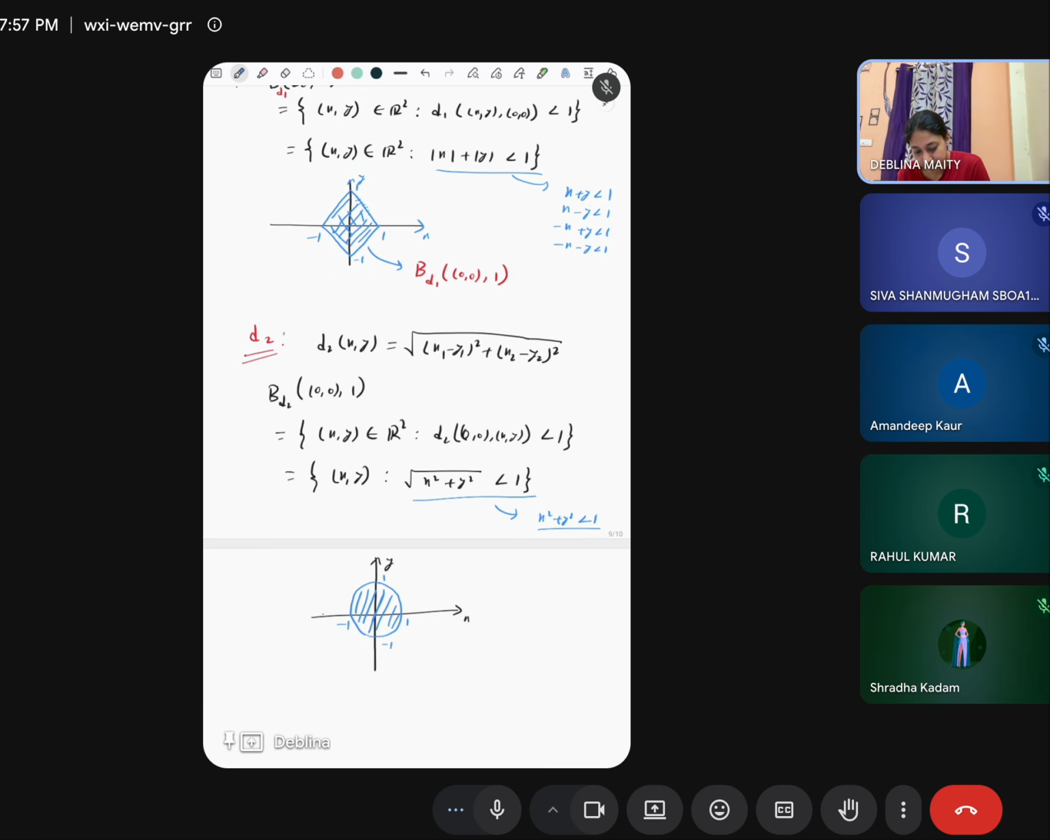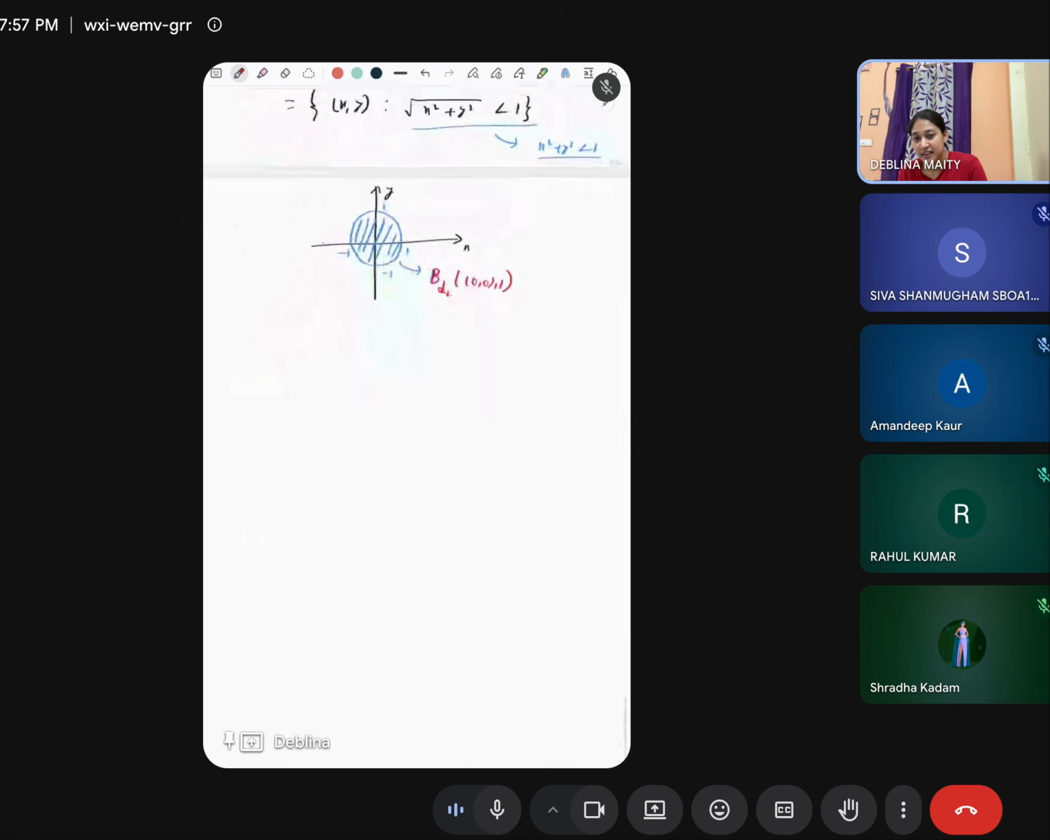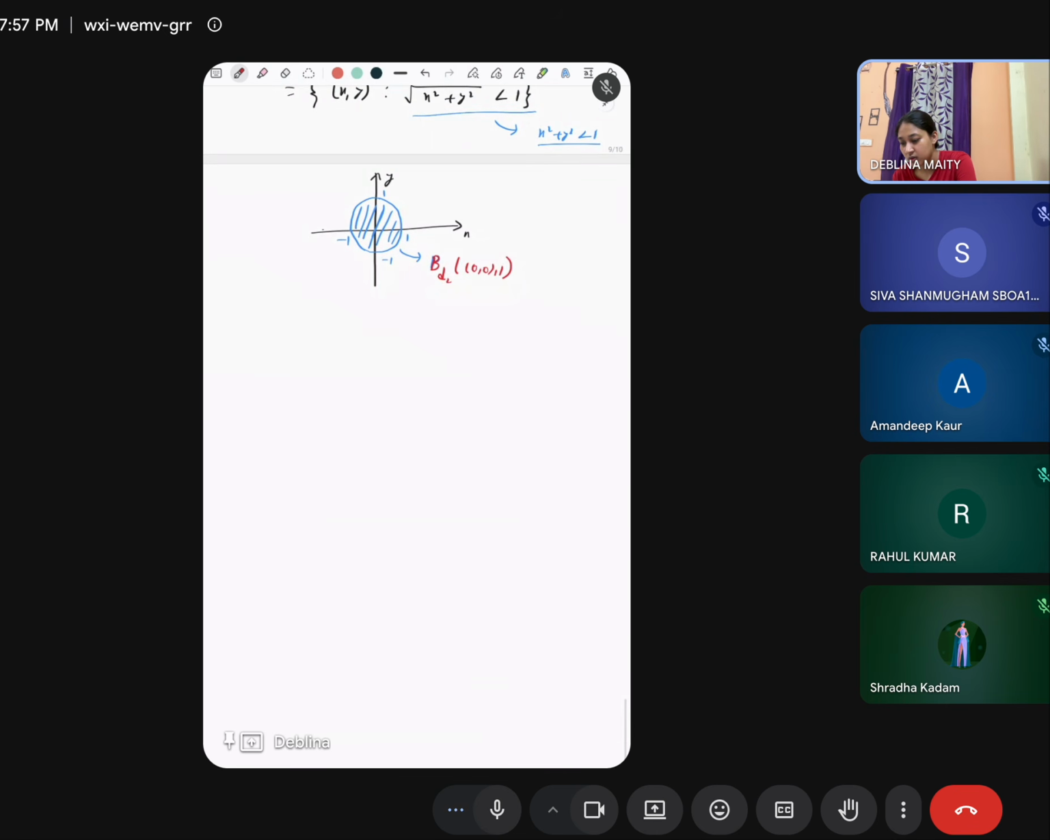This circle, so here this circle is the open unit ball. It is B_{d2}(0,0;1), right? Now we'll define another metric on R2.